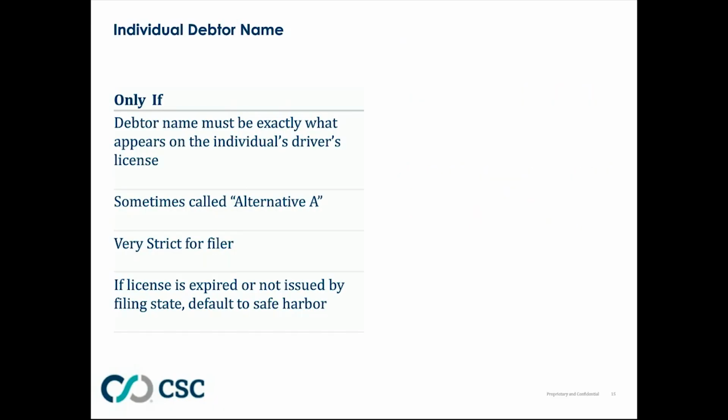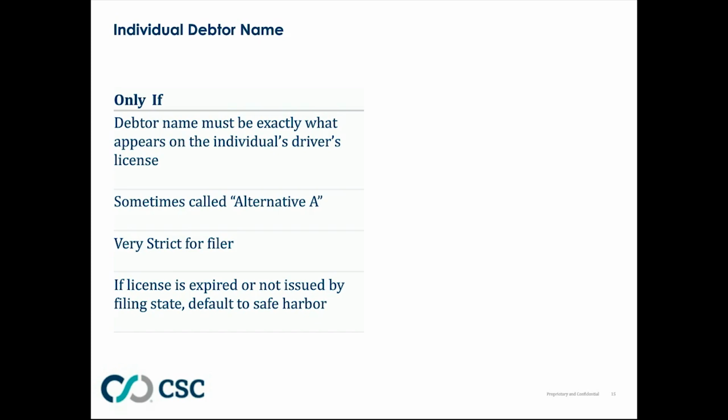With an individual debtor name, there are two rules when determining the debtor name on UCC filings: the only if and the safe harbor. The only if rule states the debtor name must be exactly what appears on the individual's driver's license. It's sometimes called Alternative A. What this means is it's very strict for the filer. And if the driver's license is expired or not issued by the filing state, you want to default to the safe harbor.